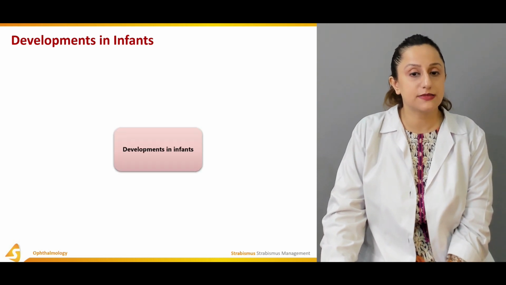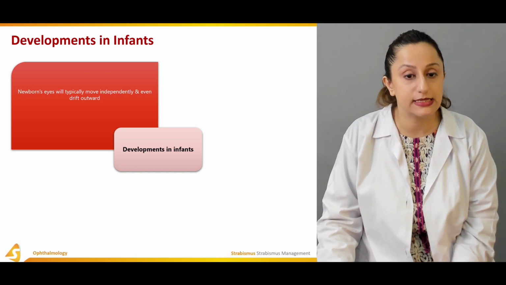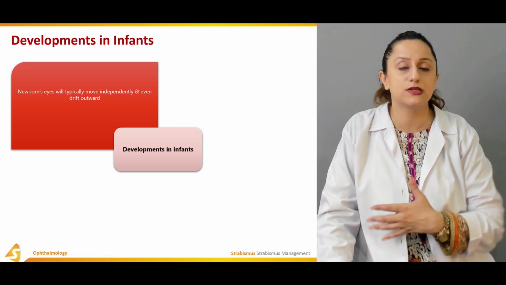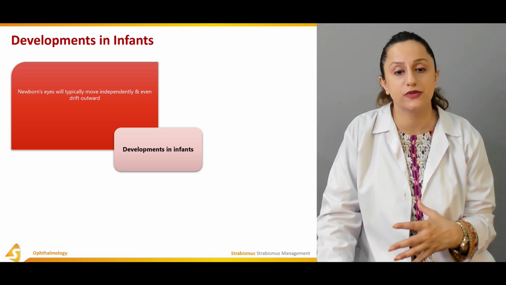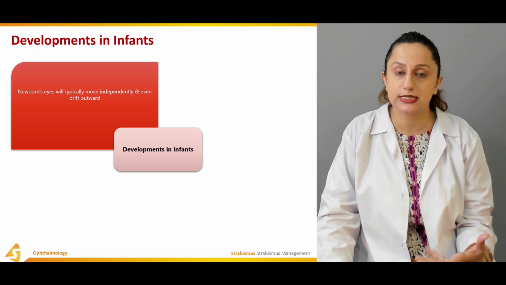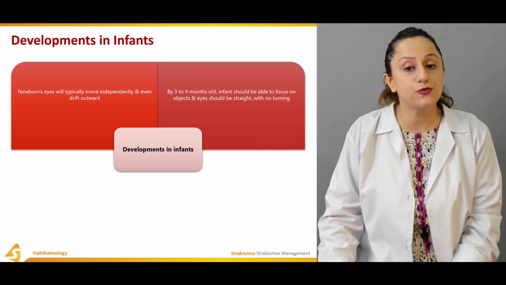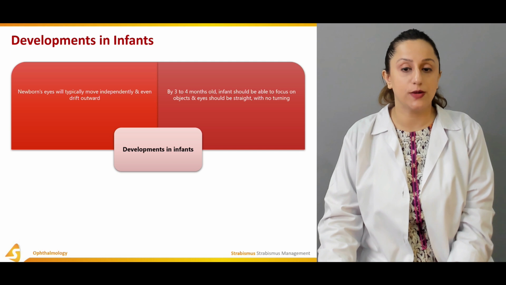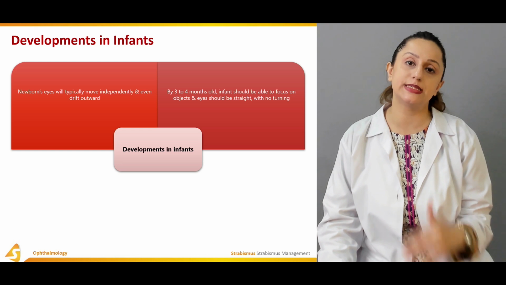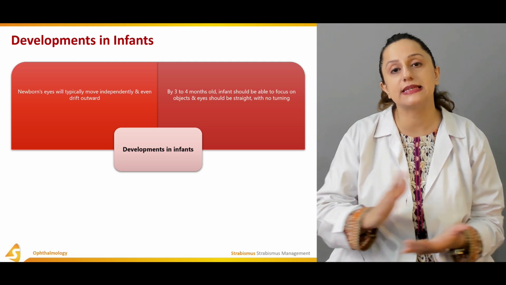So talking about the assessment in infants and the development in infants, the newborn's eyes will typically move independently and even drift outwards. So it's a normal phenomenon to see the infant's eyes moving or deviating outwards or inwards typically, because they're not going to focus accurately on a lot of objects. The focusing on objects would develop at about 4 months of age. By 3 to 4 months, infants should be able to focus on objects and eyes should be straight with no turning phenomena. Still, you're going to see and demonstrate whether the child is suffering from this deviation even after 6 months of age or not.